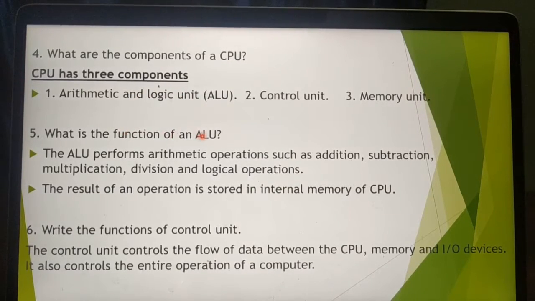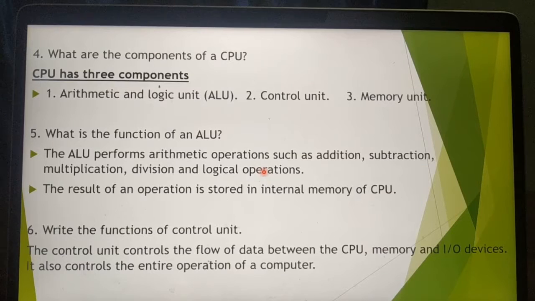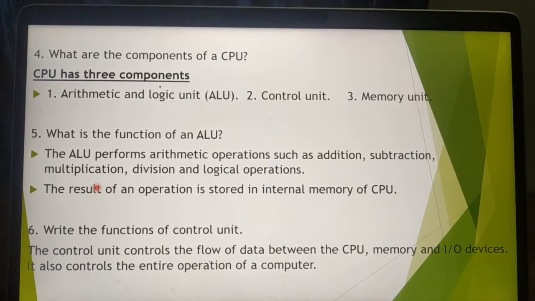What is the function of the arithmetic logic unit? The arithmetic logic unit performs all arithmetic operations such as addition, subtraction, multiplication, division and all logical operations also. Then finally it takes some decisions. Then the result of an operation is stored in the internal memory of the CPU.